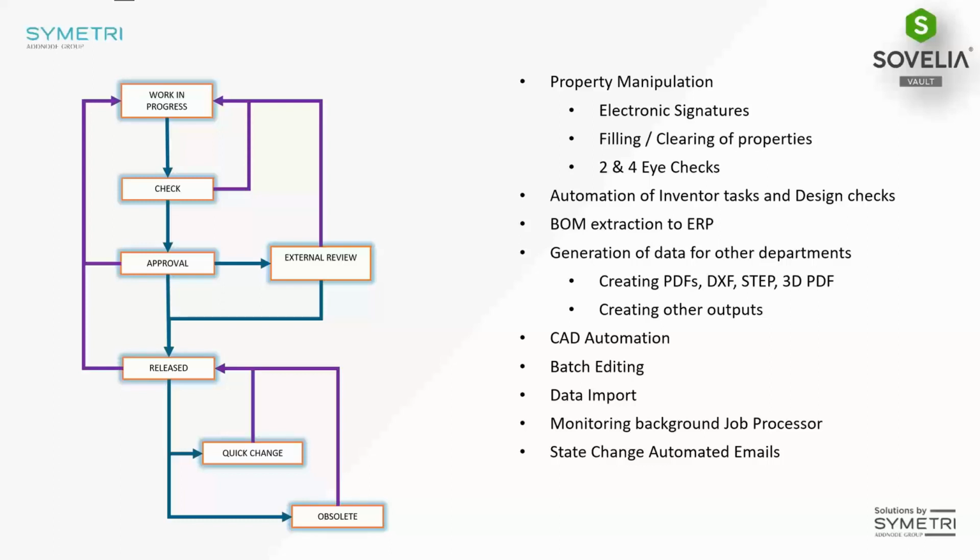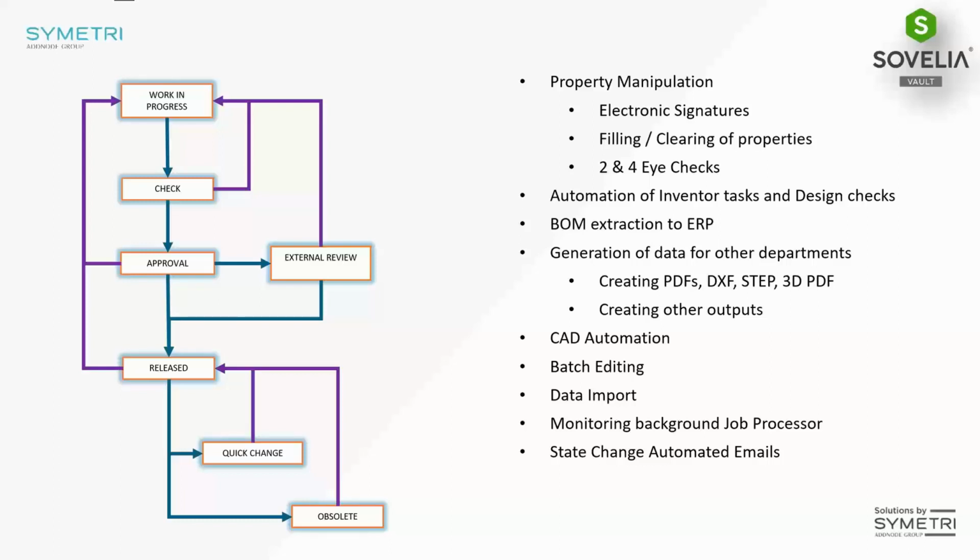We have the 2 and 4 eyes check, which I'll mention in a moment. But essentially, with the 2 and 4 eyes check, this is a concept that's quite familiar in industry, whereby it's a requirement that more than one user has to look at a file for that file to be approved. And we can enforce that within Sovelia Vault also.